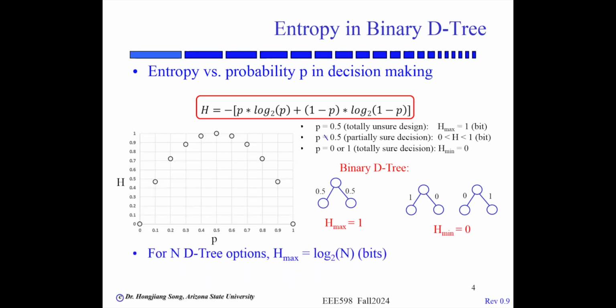For n-selection trees, in this case, the maximum entropy happens if all of the options have equal probability. In this case, your entropy will be log 2 n bits. The entropy can also be defined for a distributed solution space. In that case, the entropy is also proportional to the log of the solution space size.